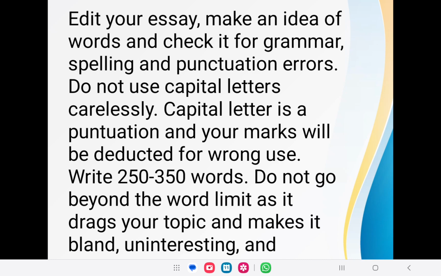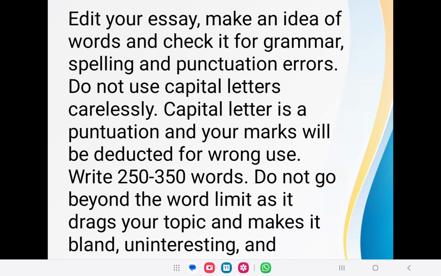After that, edit your essay. Check it for grammar, spelling and punctuation errors. You know that you are going to be checked for accuracy or quality of your writing. What is the quality of your writing? You can write correct English, English that is free of grammatical, spelling and punctuation errors. That gives quality to your writing.